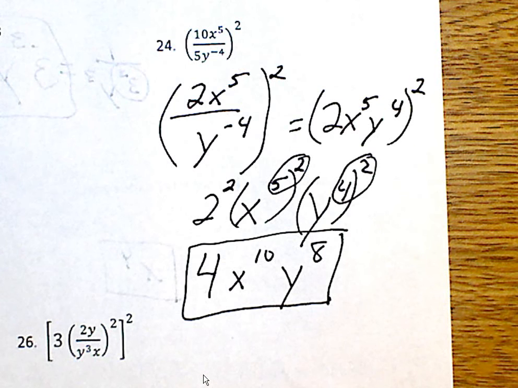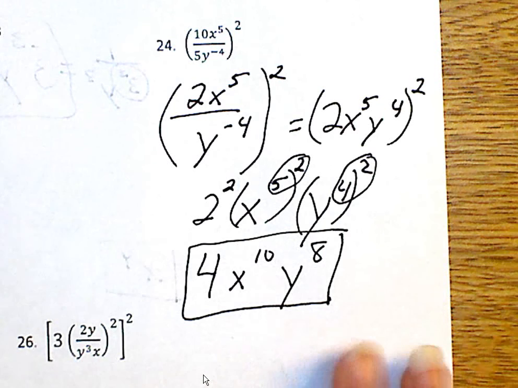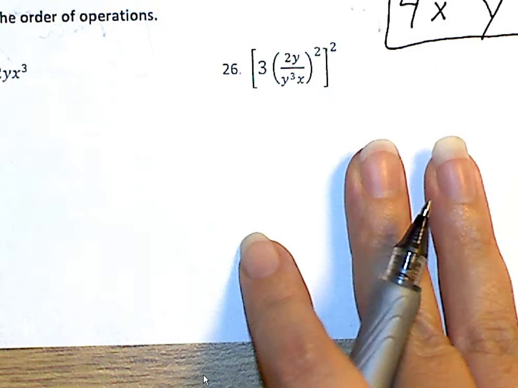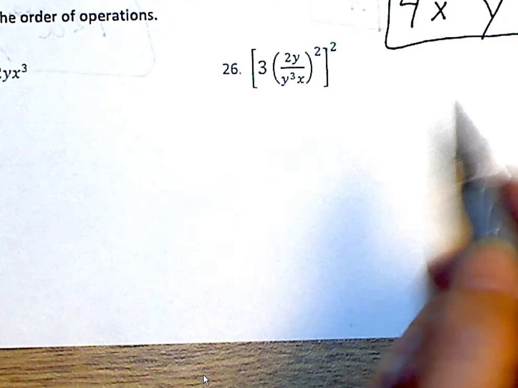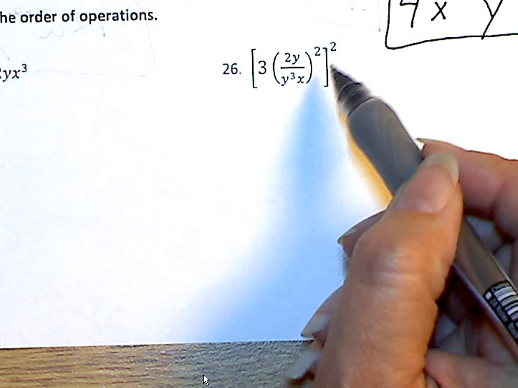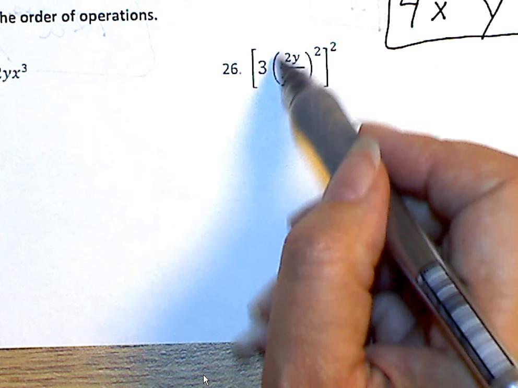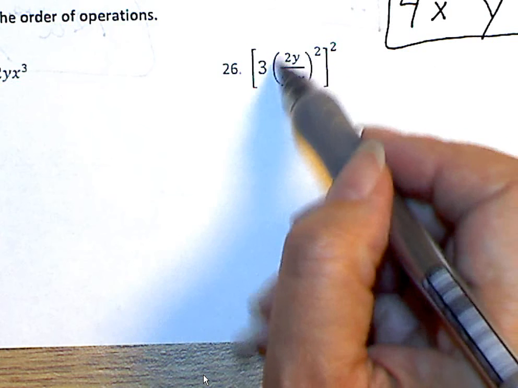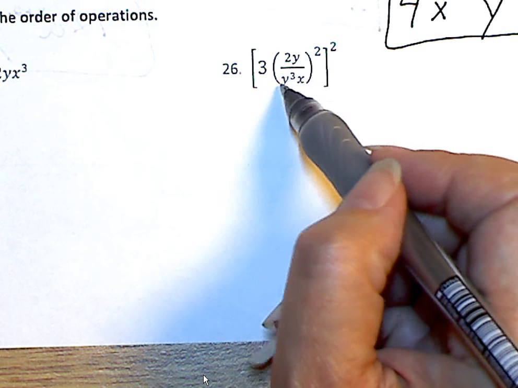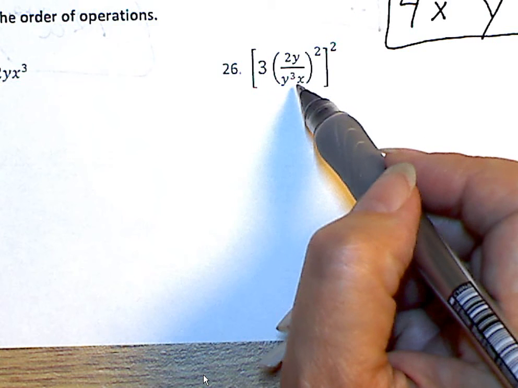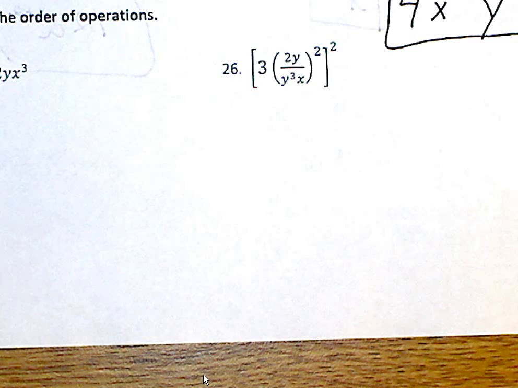26. All right. 26. Simplify by using order of operations. So the first thing that we want to do is the innermost right here, and so we want to simplify that right there. So 2y on the top and y cubed and x. So do we have anything on the top that we have on the bottom? Yeah, y's. So we're going to reduce this.